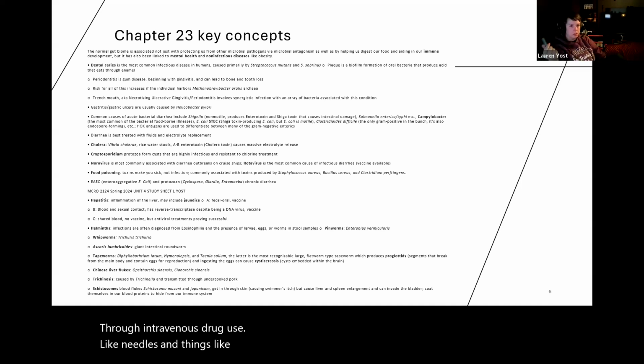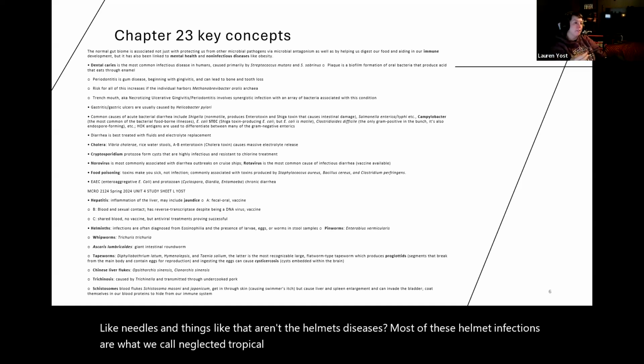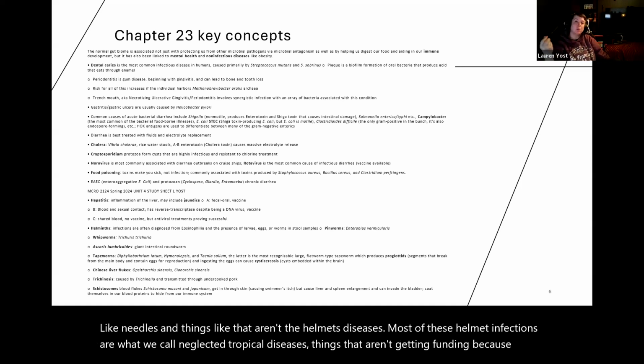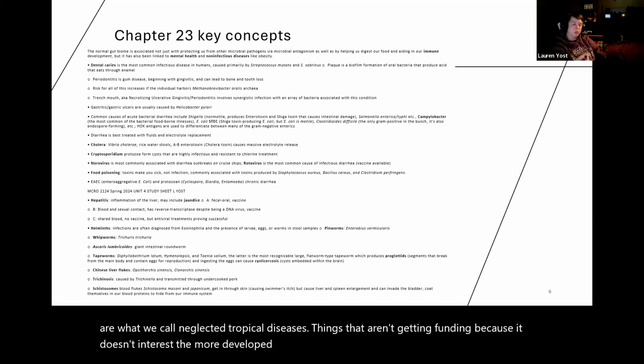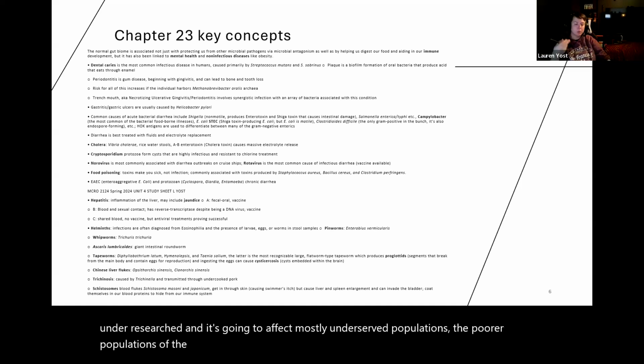Next are the helminth diseases. Most of these helminth infections are what we call neglected tropical diseases, things that aren't getting funding because it doesn't interest the more developed world to put money into those things. And so they're pretty under-researched, and they affect mostly underserved populations, the poorer populations of the world. We see this more in what we call third world or underdeveloped countries for the most part.